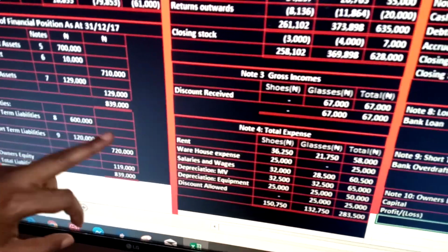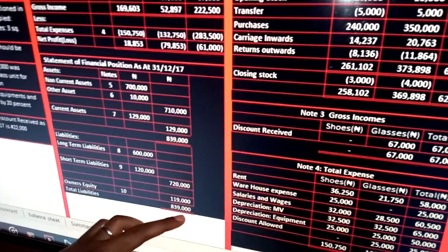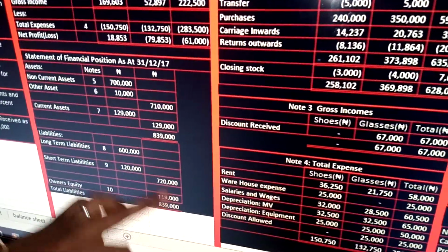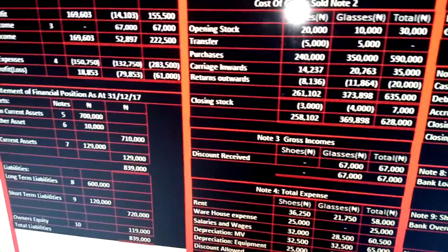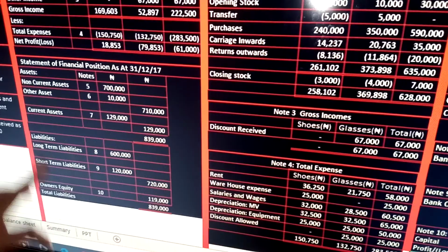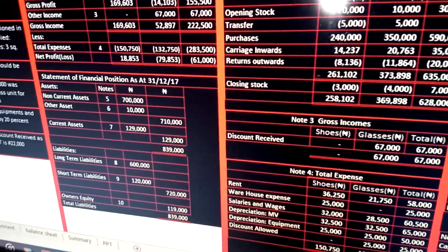If you add it to your liabilities, you have 839,000. That is your what? Total liabilities equal to your total what? Assets. Agreeing. So we can simply say that your assets have been financed by what? Your long-term liability, short-term liability, and the equity to be 839,000.